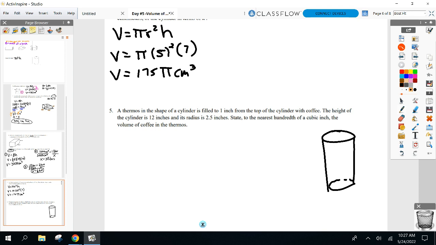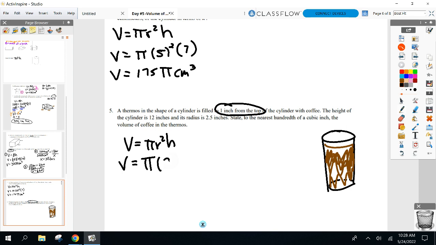Problem on this one. I'm not going to fill the whole thermos with coffee. I'm only going to go up to 1 inch from the top. So I'm filling this up 1 inch from the top with coffee, not the whole thing. So what's the volume of coffee I have in there? Well, it takes the shape of a thermos, pi r squared times your height. Radius is 2.5, but nobody should be plugging in 12 for the height, because that's the height of the thermos, not the coffee in there. What's the height of the coffee in there?